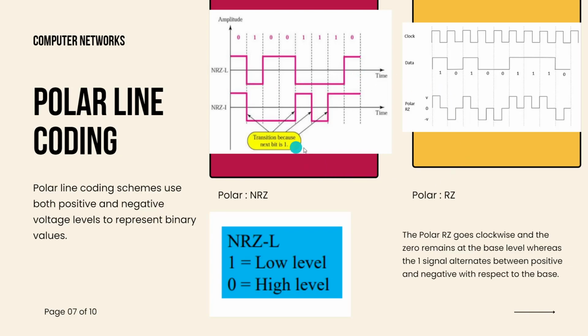In polar RZ, the 0 part is always at the base, whereas the signal 1 alternates between positive and negative. For instance, we can see here 0 is always at the base and 1 alternates, once on the positive side, the second time on the negative side, and then again positive, negative, like that.